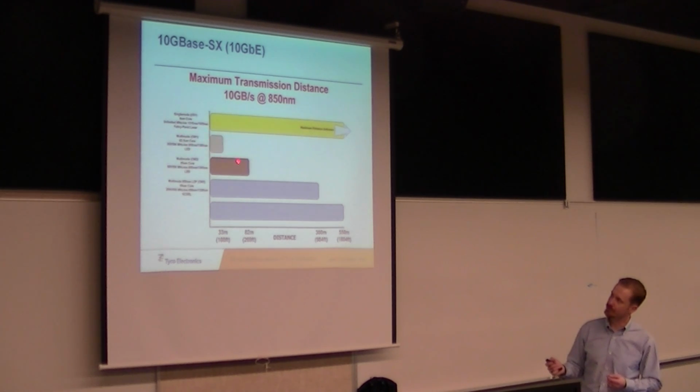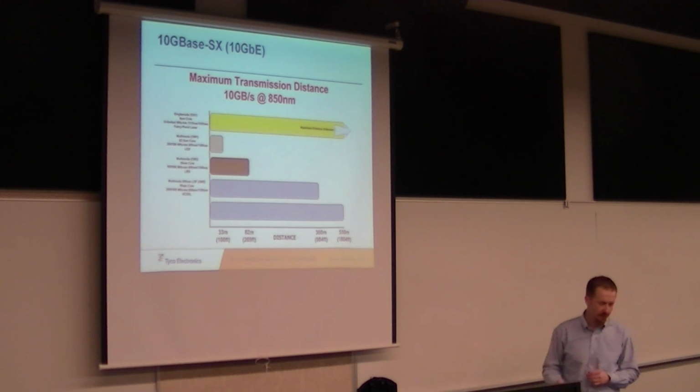Multi-mode, basically 62.5 micron, you're limited, this is 10 gigabit, to about 33 meters. 50 micron gets about 82 meters. This is OM3, goes up to 300 meters. And then there's something new called OM4. I'm not sure what happened in my text here, but that can get you out to 550 meters at 10 gig.